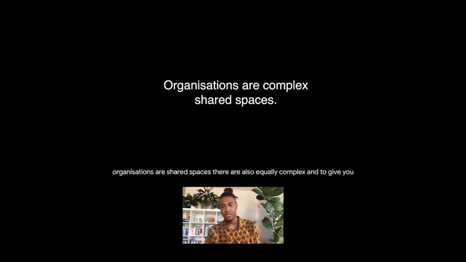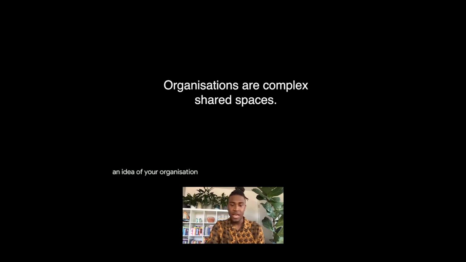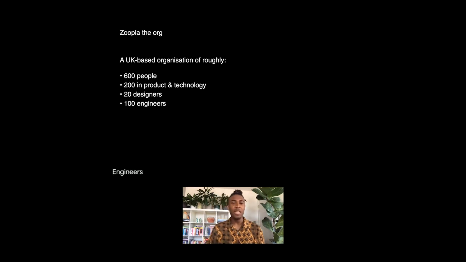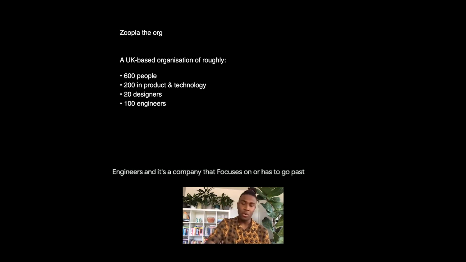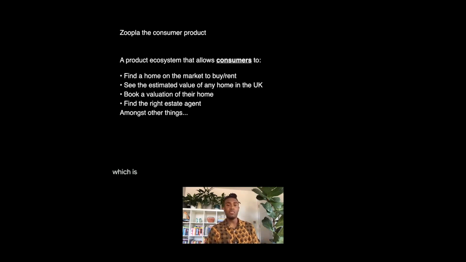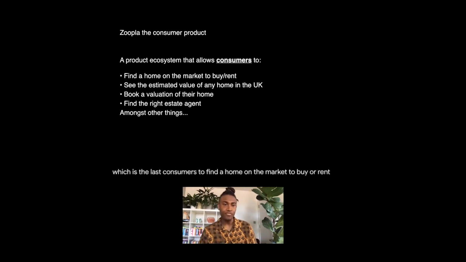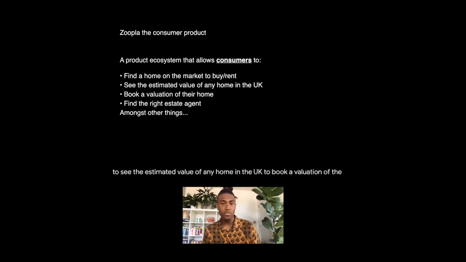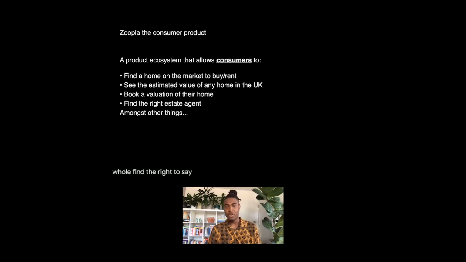And to give you an idea of the organization I work for today, Zoopla are a UK-based company of roughly 600 people, with 200 of those people working in product and technology, 20 designers, and roughly 100 engineers. And it's a company that has two core parts to it. A consumer part, which is essentially a product ecosystem that allows consumers to find a home on the market to buy or rent in the UK, to see the estimated value of any home in the UK, to book a valuation of their home, find the right estate agent, amongst a few other things.